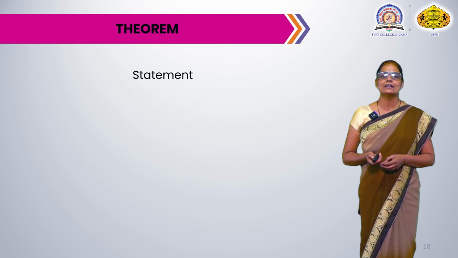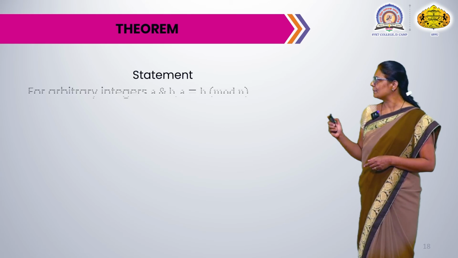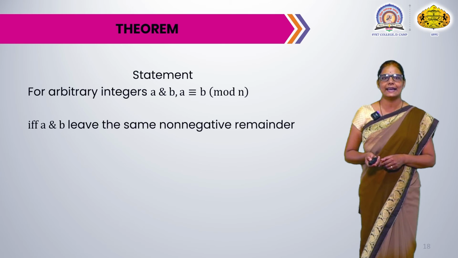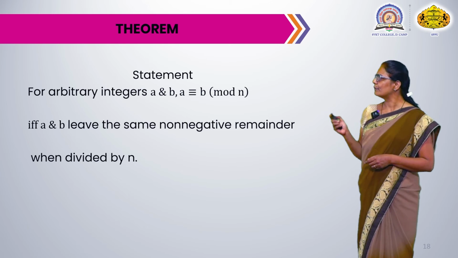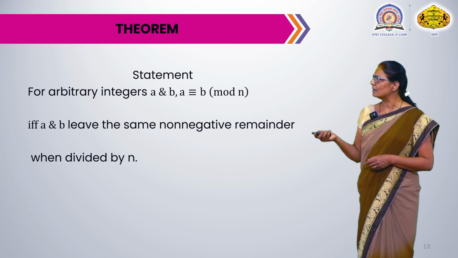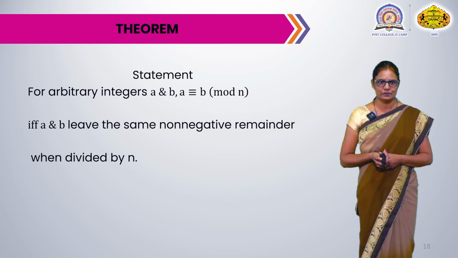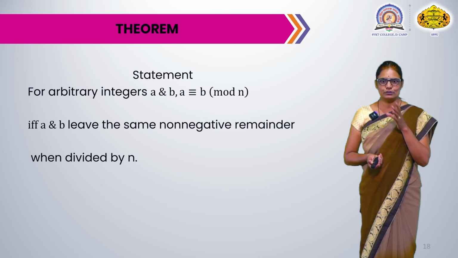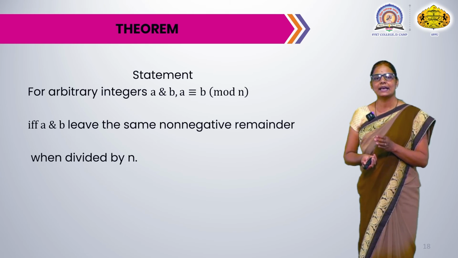Now let us study one theorem related to this congruence. See the statement of the theorem. For every integer a and b, a is congruent to b modulo n if and only if a and b leave the same remainder when divided by n. This is the statement of the theorem. For any arbitrary integers a and b, a is congruent to b modulo n if and only if a and b leave the same non-negative remainder when divided by n.